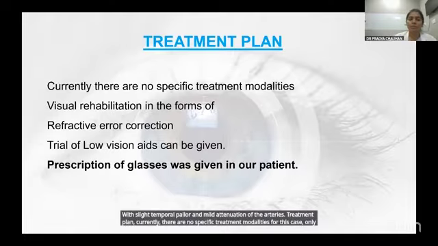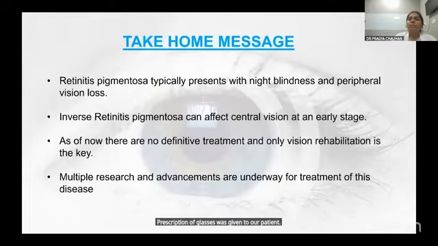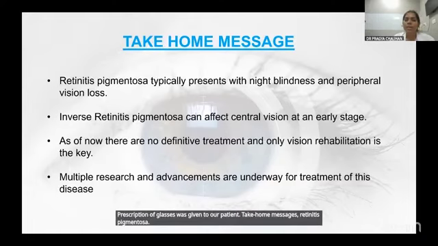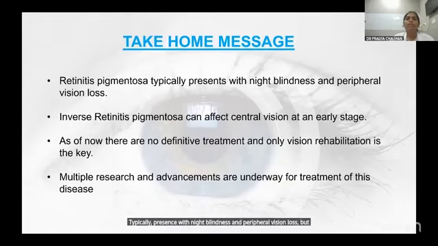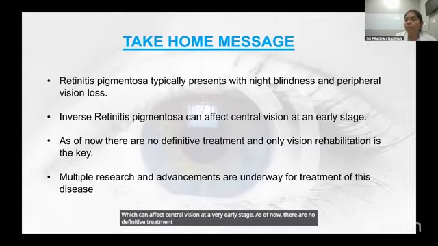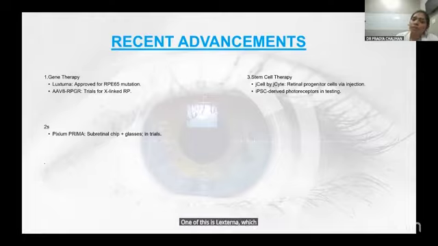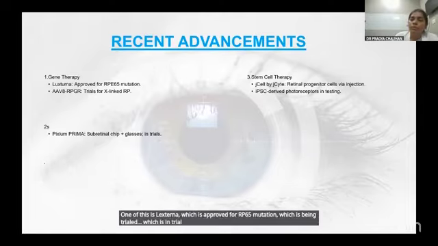Only visual rehab can be given, refractive error correction can be given, and trial of low vision aids can be given. Prescription of glasses was given to our patient. Take home messages: retinitis pigmentosa typically presents with night blindness and peripheral vision loss, but this is a case of inverse RP which can affect central vision at a very early stage. As of now, there is no definitive treatment and only vision rehab is the key. Multiple research and advancements are underway for the treatment of the disease. One of these is Luxturna, which is approved for RPE65 mutation, and is in trial for retinitis pigmentosa.